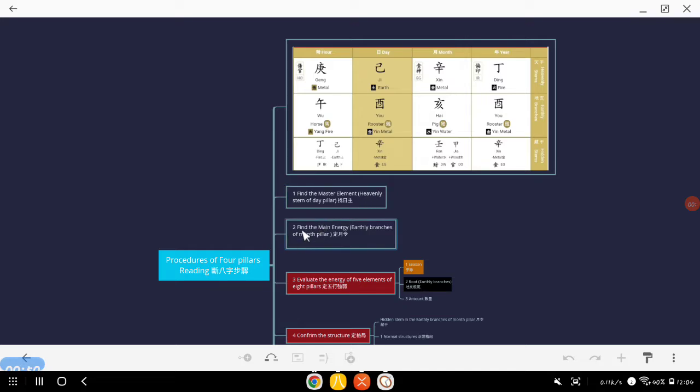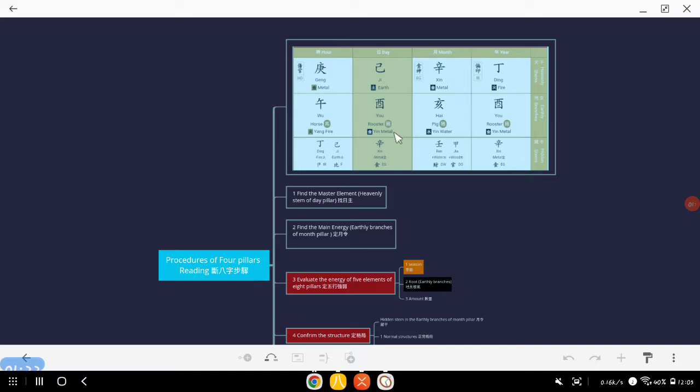So the general step for reading the 8 pillars, first we need to lock on the day master, which means the main element here. So let's focus on the day and find the heavenly stem. Here the heavenly stem is Z, so we can say that the day master is the Z Earth. This Earth stands for this person. So this is the main element of this person.